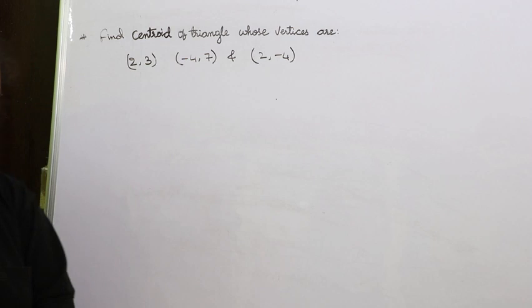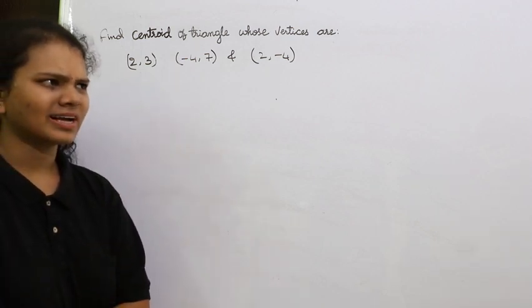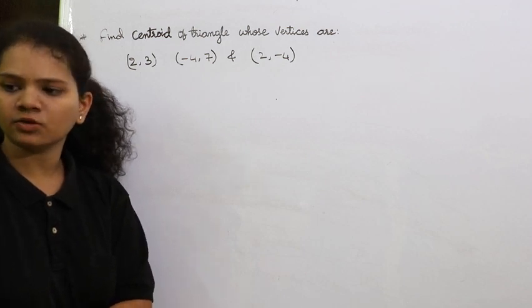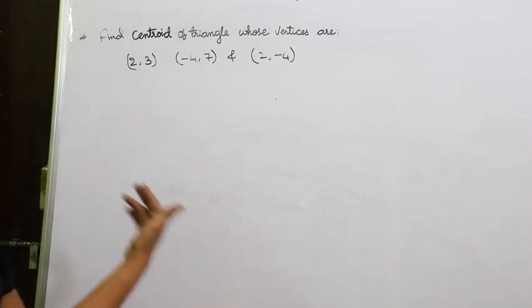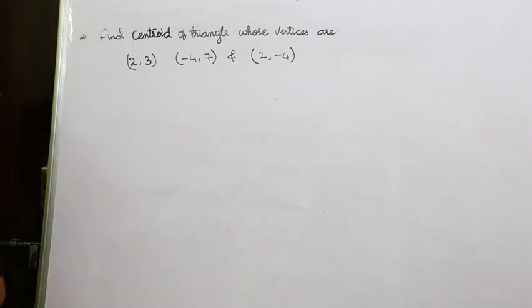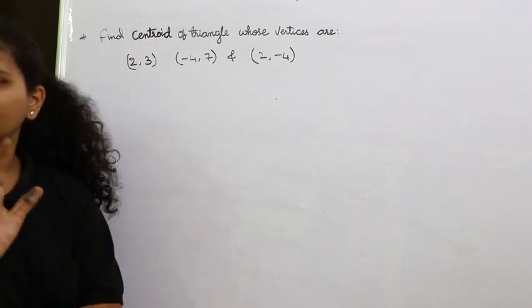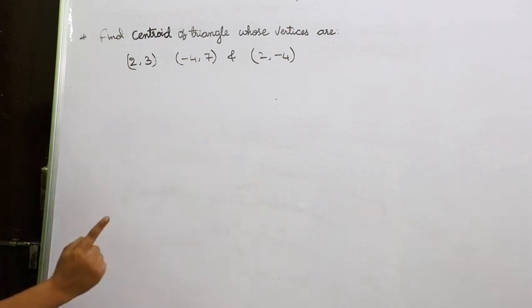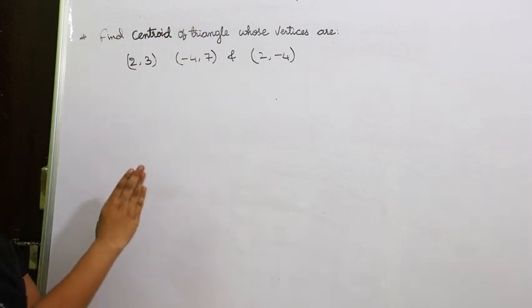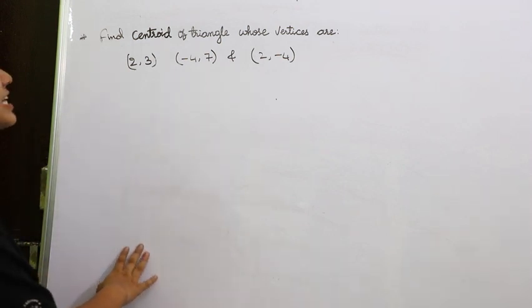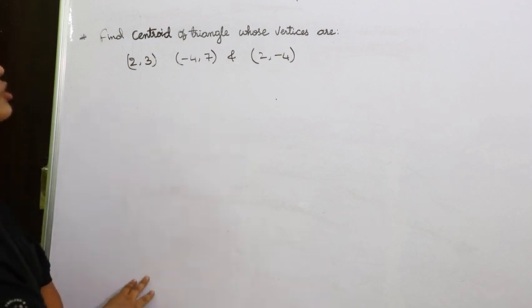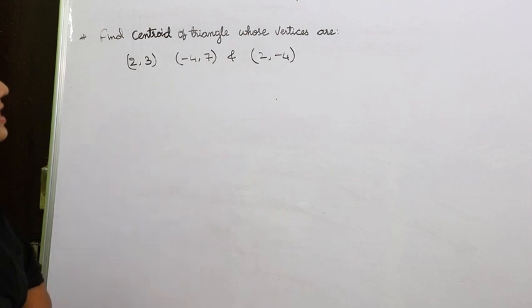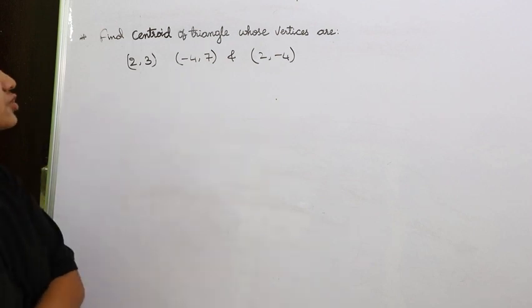So let us first discuss our class 10th maths board exam paper which happened in 2023. Here come our questions, where you have three sections. Let us first talk about section 1. The very first question in this section is: find the centroid of the triangle whose vertices are 2, 3, minus 4, 7 and 2, minus 4.